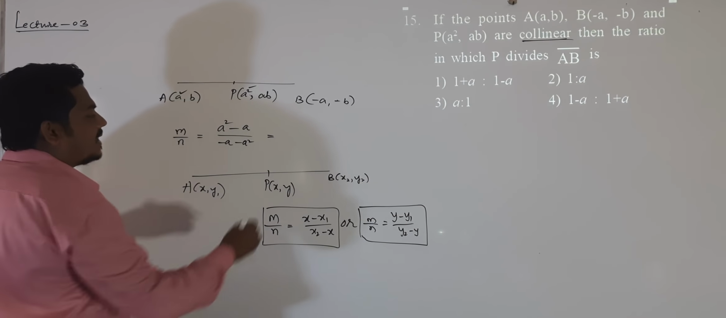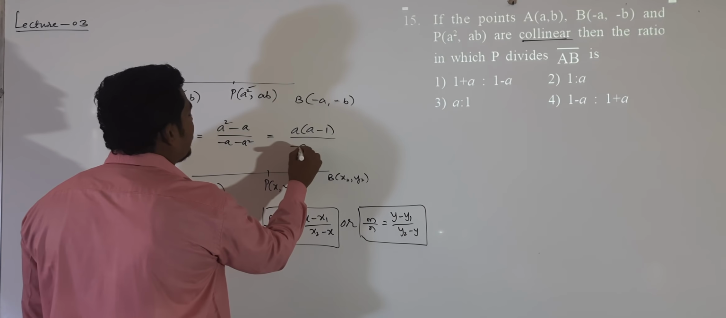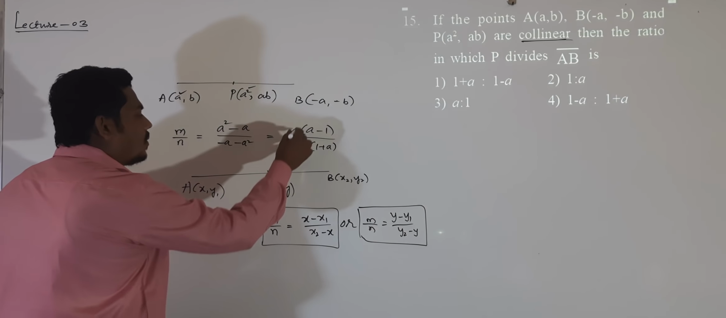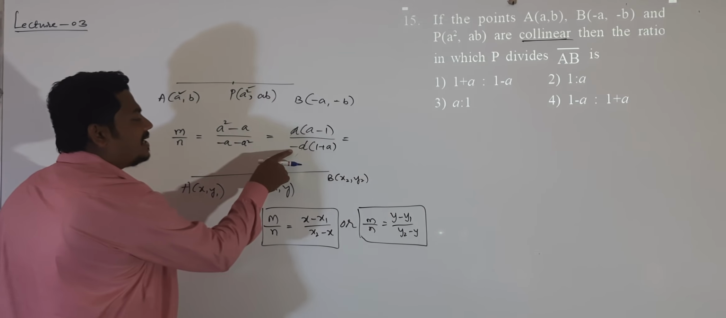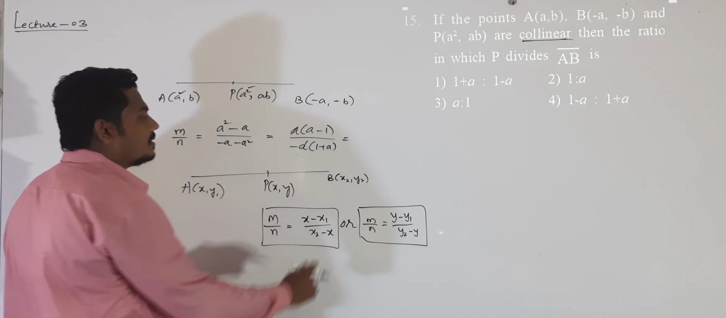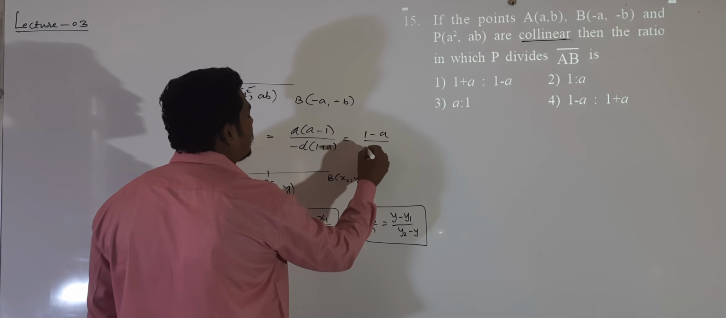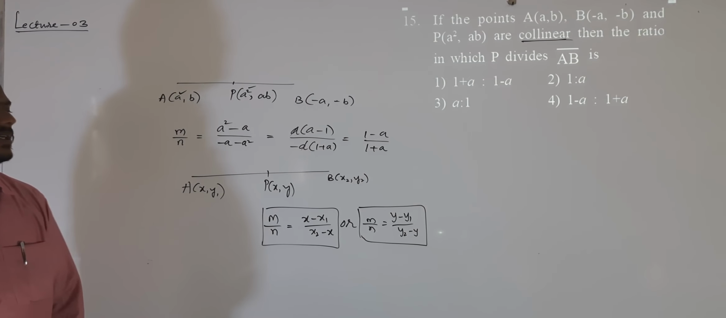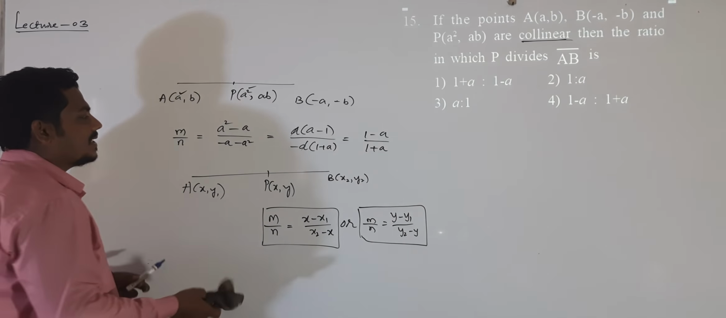If you simplify, in the numerator A will be common, then A minus 1. In the denominator minus A is common, then it will be 1 plus A, right? Now A gets cancelled. After that, multiply this negative sign into the numerator. Then what do you get? 1 minus A divided by 1 plus A. Just multiply the negative sign into the numerator, then A minus 1 becomes 1 minus A.